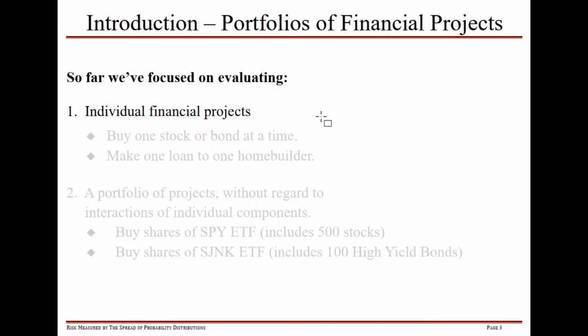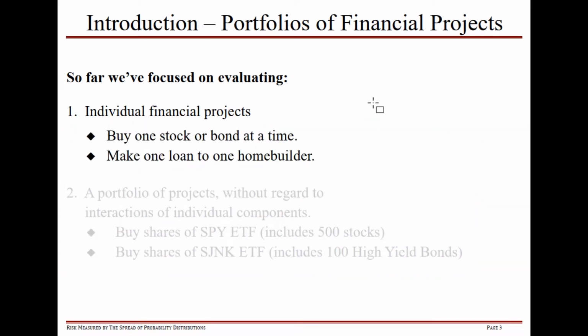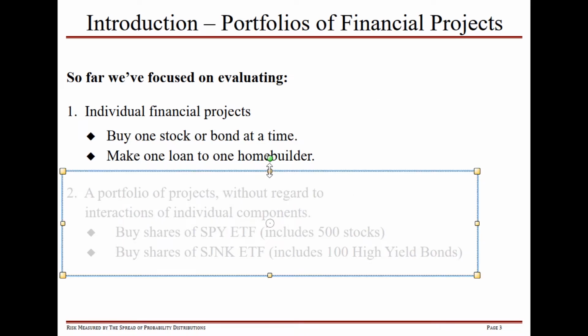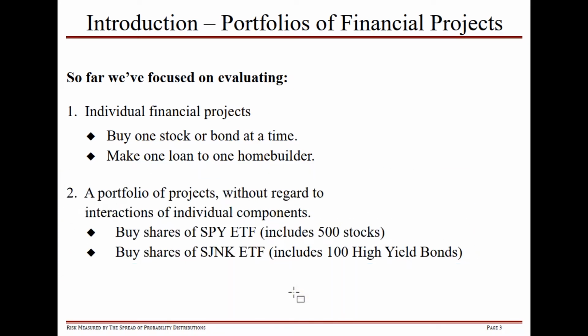Okay, so in this chapter, we're going to be looking carefully at portfolios of financial projects. So far, we've been focused pretty much on evaluating, on the one hand, individual financial projects. So, for example, we've been looking at something like buying one stock or bond at a time, making one loan to one home builder, that type of thing. Or on the other hand, we have sometimes looked at portfolios of projects, but really without regard to the interactions of the individual components within the portfolio.